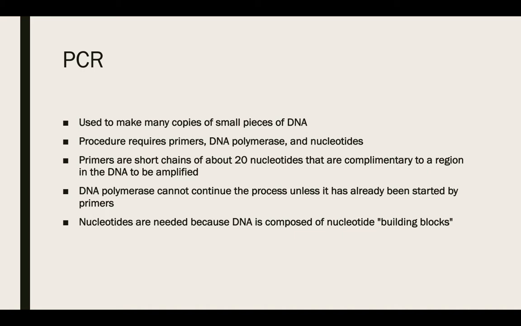We have the process called PCR. PCR stands for polymerase chain reaction. This is used to make copies of small DNA pieces, and it requires primers, DNA polymerase, and nucleotides, because remember, DNA polymerase was part of genetic replication. The primers are about 20 nucleotides each, short chains that are complementary to the region of the DNA, and it amplifies that region of DNA, essentially. The DNA polymerase cannot continue to process unless it's already been started by the primers. Nucleotides are needed because DNA is composed of these nucleotide building blocks.